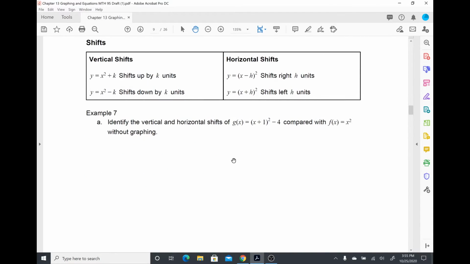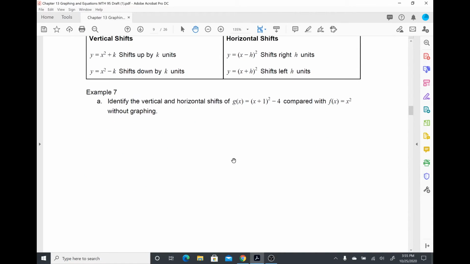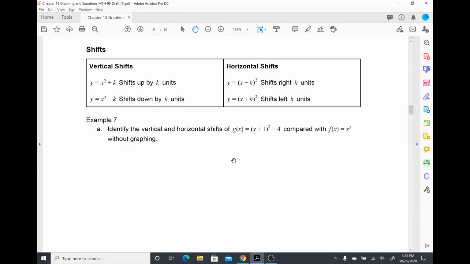All right, I have another question to do. It's telling me that my vertical shifts are on the end of an x squared equation. If it's negative, I'm going down. If it's positive, I'm going up. My horizontal shifts, my left-right shifts, are a little trickier. If it's negative, I'm going to the right. A lot of folks get this one mixed up. And if it's positive, I'm going to the left.